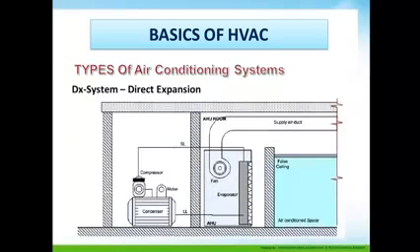A typical example of a direct expansion system, where you can see the compressor, condenser, expansion valve, and the fan, which is known as the blower, in a closed circuit where the refrigerant itself is the source of cooling.